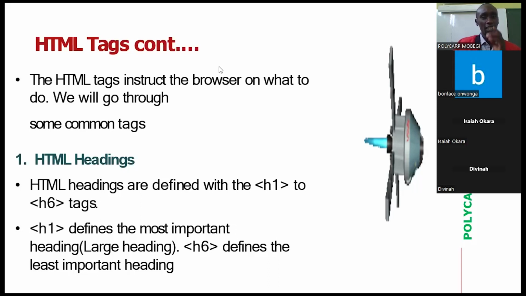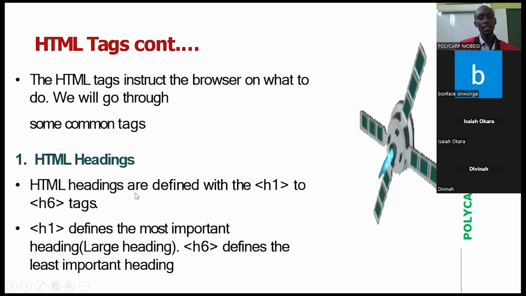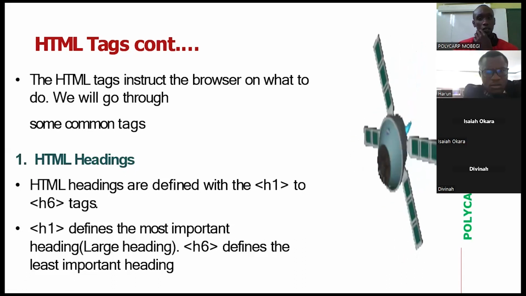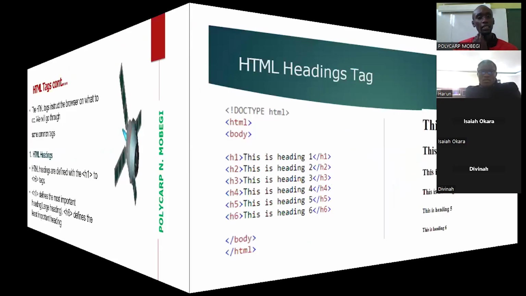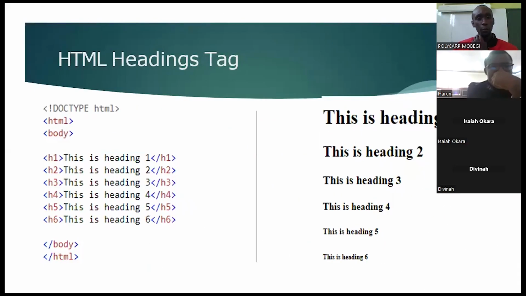We are on. So I want to start with the first HTML tag, that is HTML headings. So when you talk of HTML headings, they're just defined by the H1 tag to the H6 tag. The H1 gives the largest heading, and the H6 gives the smallest heading. Now let's go to the next slide where we are going to look at an example.